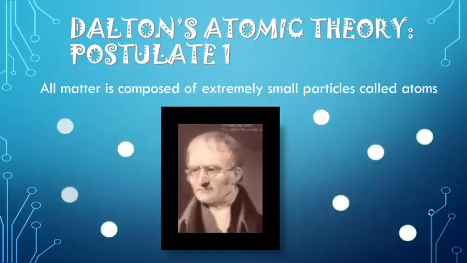This leads us to Dalton's atomic theory. As we read through Dalton's atomic theory, you're going to find it very similar to the ideas that Democritus thought of about 2,400 years ago. Dalton's first postulate states, all matter is composed of extremely small particles called atoms. Very similar to what Democritus said. Democritus said things are made up of extremely small particles called atomos. So just kind of reiterating what Democritus had developed or come up with.